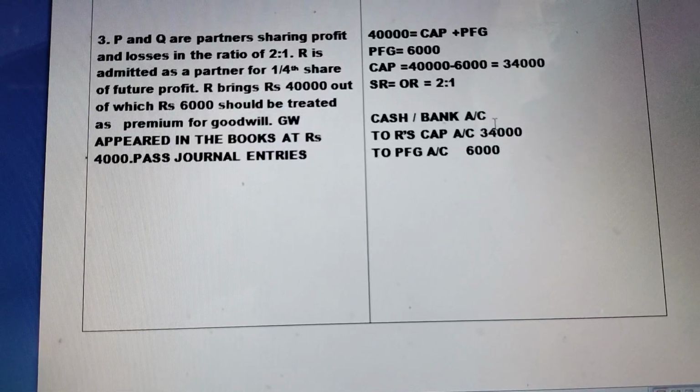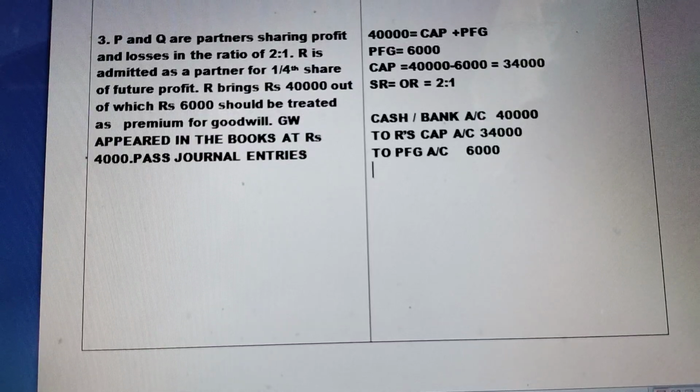34 plus 6, the total amount brought in by R is equal to 40,000. It is also given in the question, right? Okay, this is one entry. Now we have to transfer this premium to the sacrificing partners' capital account.